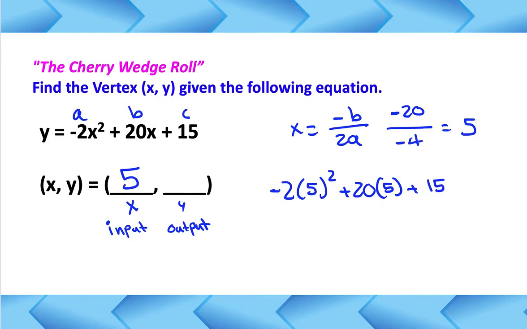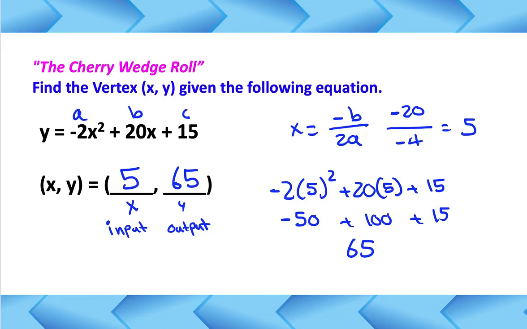Here we go. Let's see, 5 squared is 25 times a negative 2 is negative 50. 20 times 5 is 100. And then plus 15. That's pretty easy to do. Negative 50 plus 100 is 50. 50 plus 15 would be 65. There we go. So my input was 5. My output was 65. Therefore, the vertex of negative 2x squared plus 20x plus 15 is the coordinate point 5 and 65.